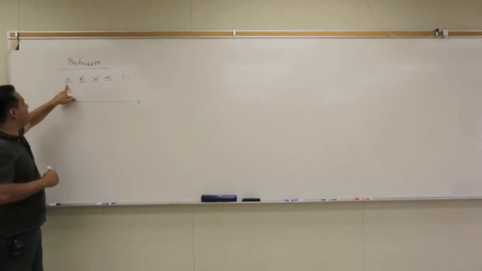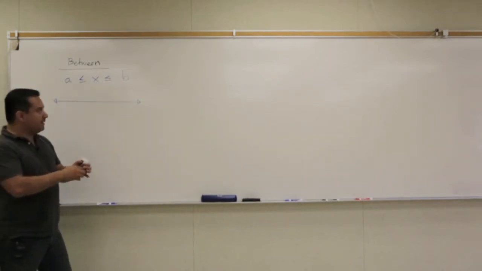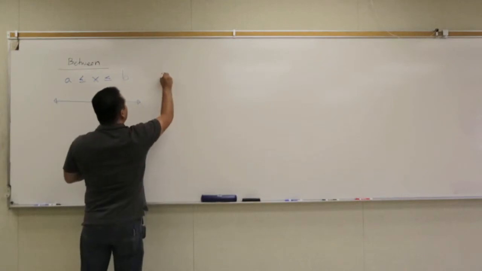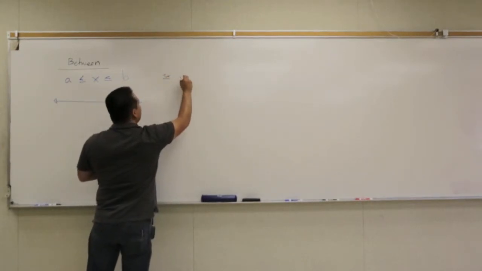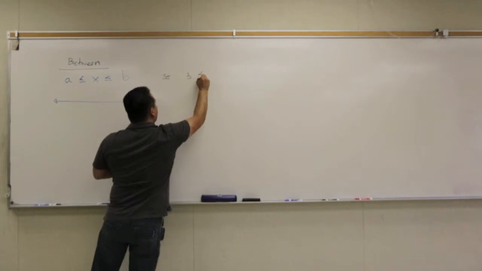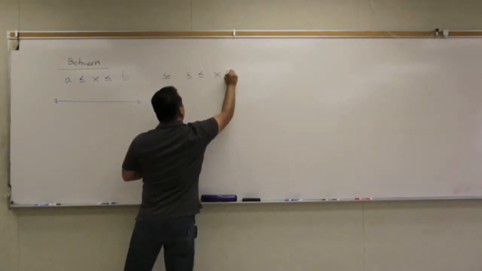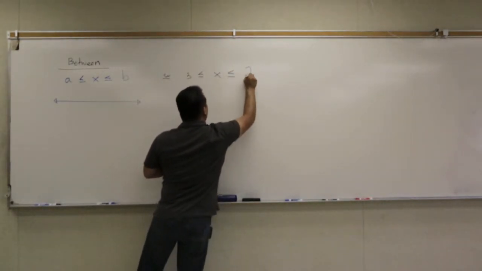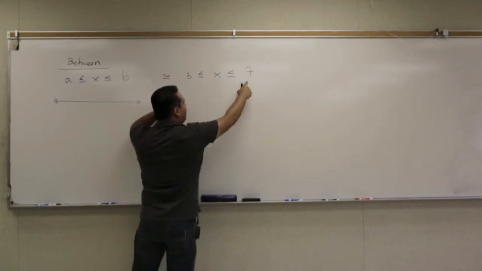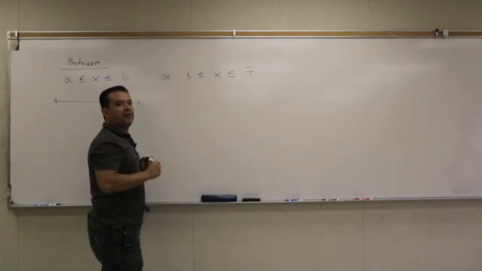Okay, so A is going to be a number that's smaller than B. For example, if they wanted you to graph the following relationship, 3 less than or equal to x, less than or equal to, let's say, 7. Do you guys notice 3 and 7? What's the relationship between these two numbers?